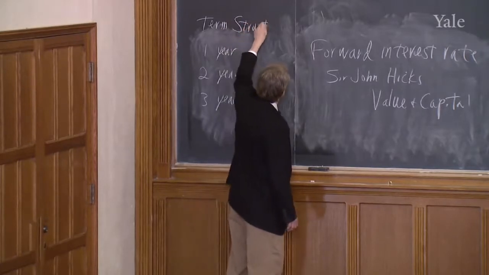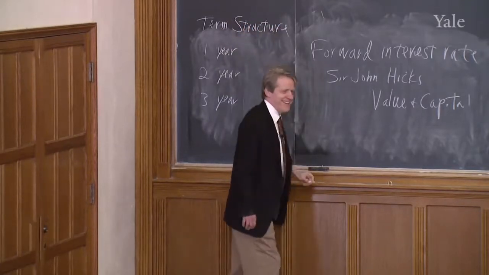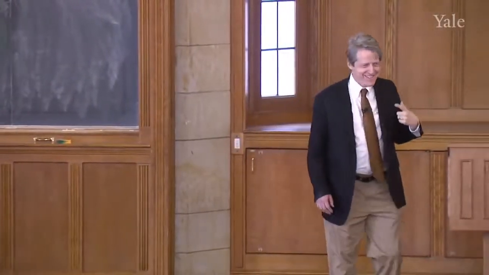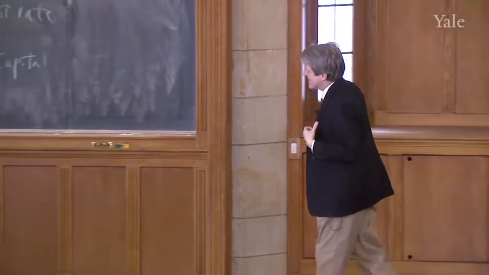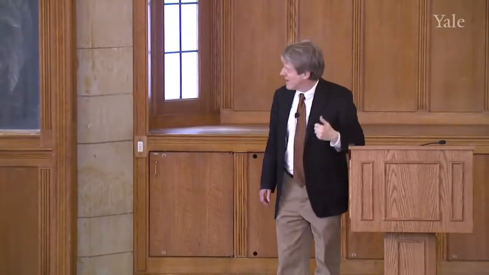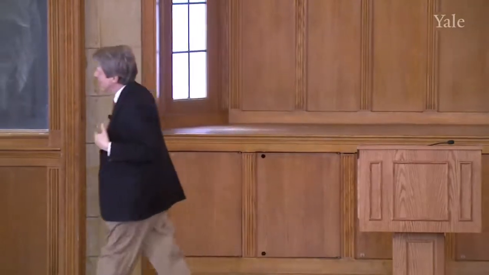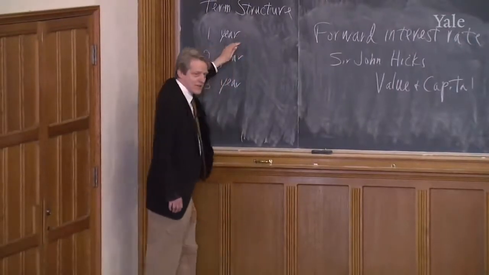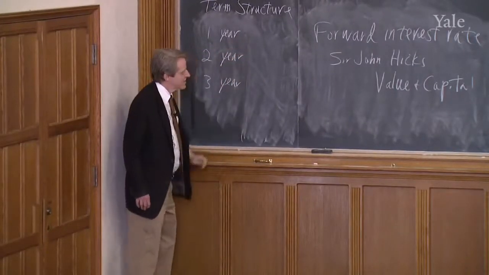Well, I should say, I'm thinking 1925. In 1925, you'd go to the newspaper to see it. Now you go to the internet to see it. So newspapers don't carry this anymore. But I'm still in the mode of thinking of Sir John Hicks. So we're in 1925. You open up the newspaper in 1925, and you get the yield to maturity, or the interest rate on various maturities.